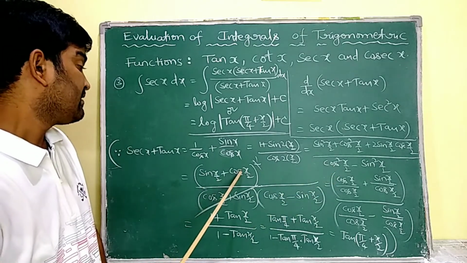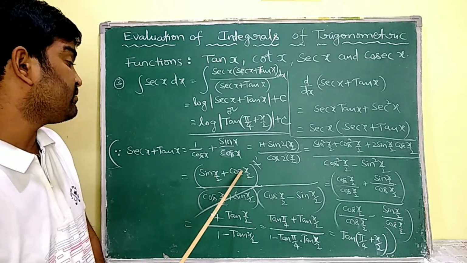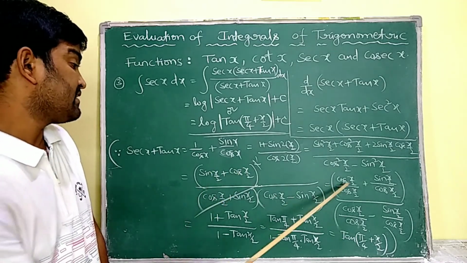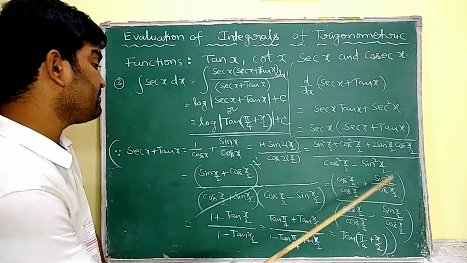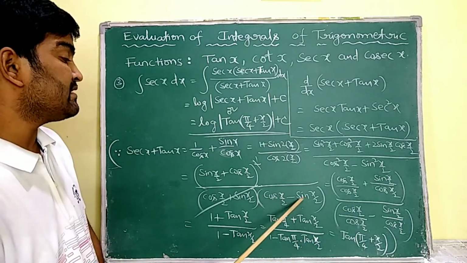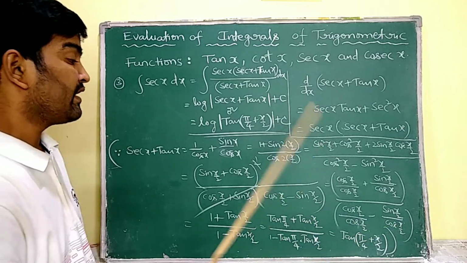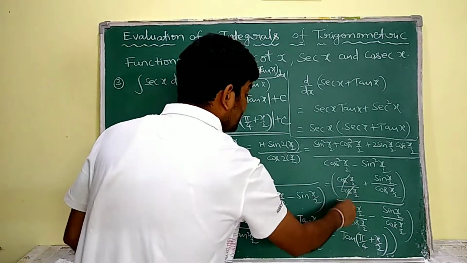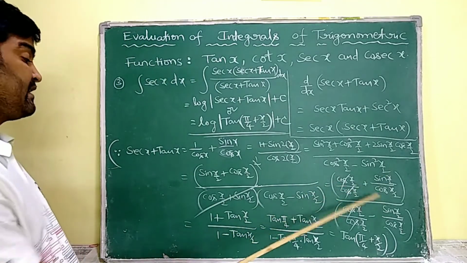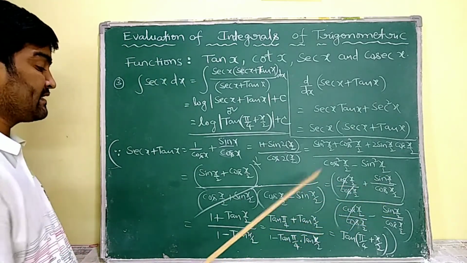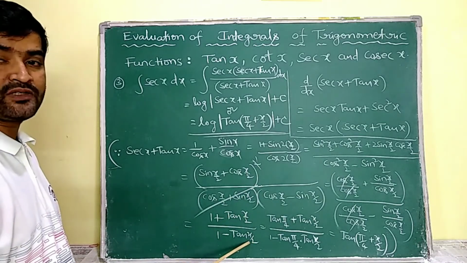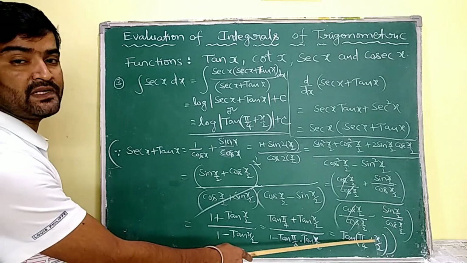Here, sin x/2 plus cos x/2 is going to be divided by cos x/2. So we get cos x/2 plus sin x/2 over cos x/2, and similarly cos x/2 minus sin x/2 over cos x/2. Here these two are going to be cancelled, and the value is 1. So 1 plus tan x/2 and 1 minus tan x/2. We know that (1 plus tan x/2) by (1 minus tan x/2) is nothing but tan of pi/4 plus x/2.